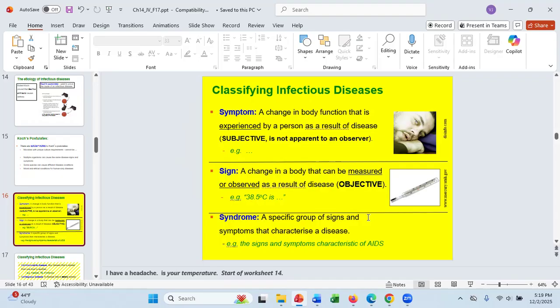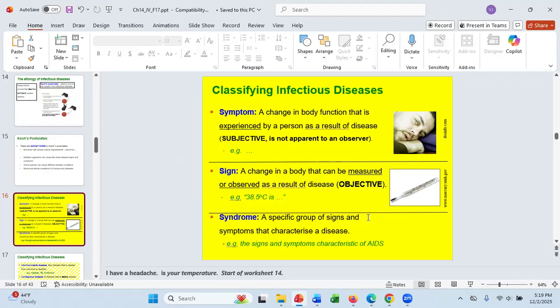A sign, on the other hand, is a change in the body that can be measured or observed as a result of disease. So a sign is not subjective, it is objective. And a very good sign would be when someone has a temperature of 102 degrees. Let's see, that's 102 degrees Fahrenheit. That can be measured. See the difference between a sign and a symptom.